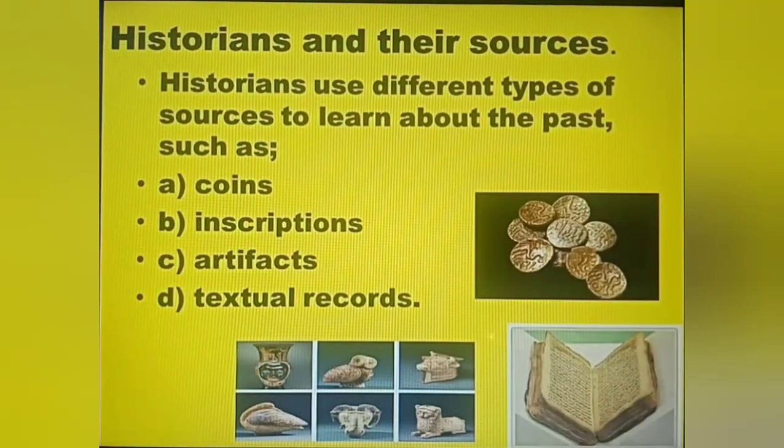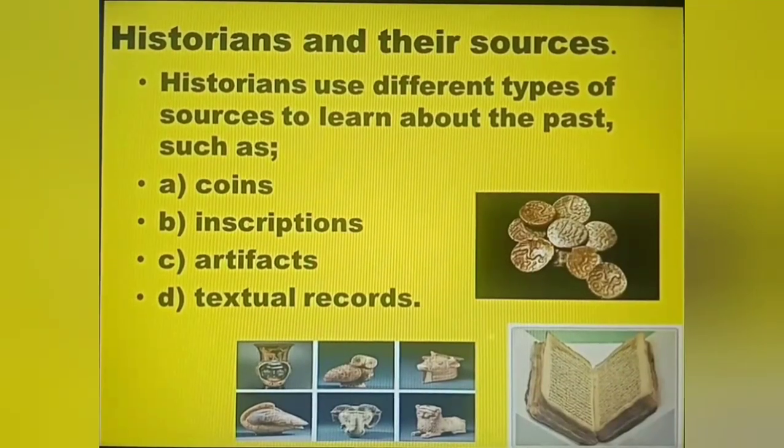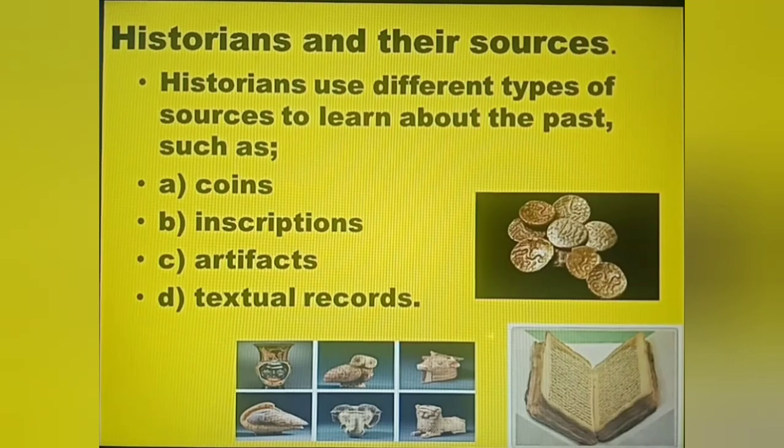Historians and their sources. Historians use different types of sources to learn about the past, such as coins, inscriptions, artifacts, textual records. The number and variety of textual records increased dramatically during this period. They slowly displaced other types of available information.